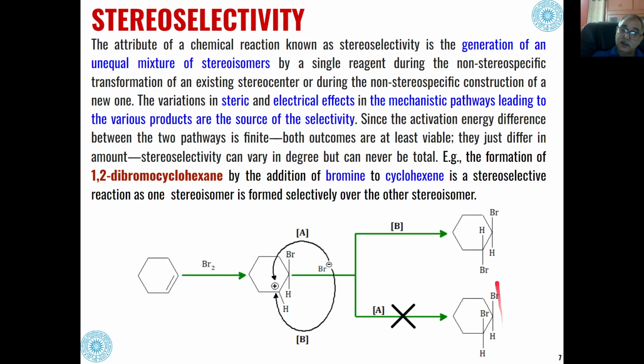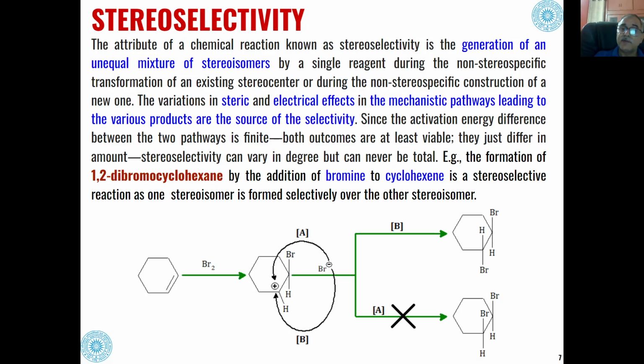And if the reaction takes place in such a way that both the isomers are formed in the same amount, then we say a racemic mixture is formed. But if the possibility of attack of the nucleophile from one side is more in comparison to the other, then one isomer or one stereoisomer will be formed in more amount.